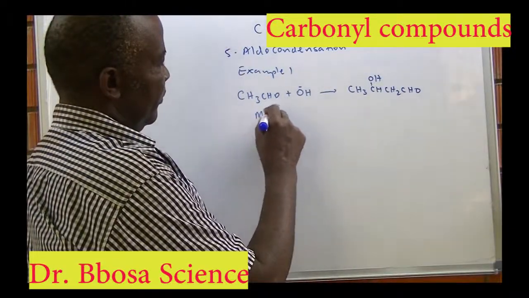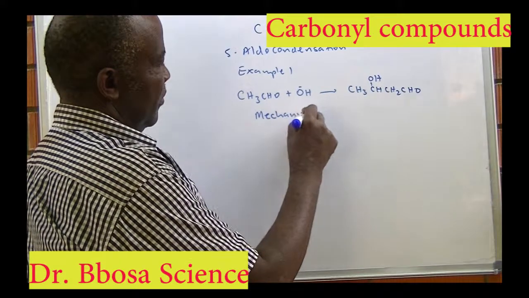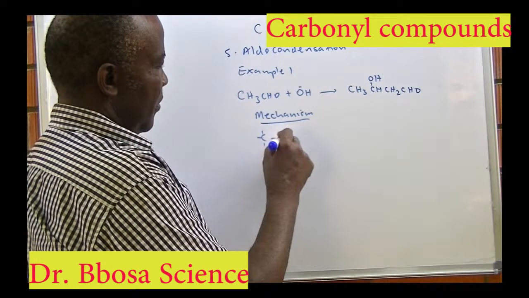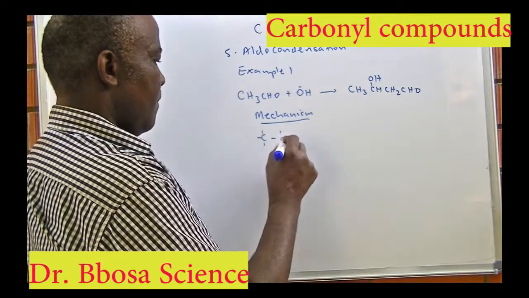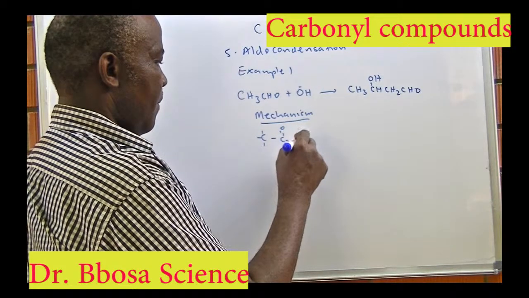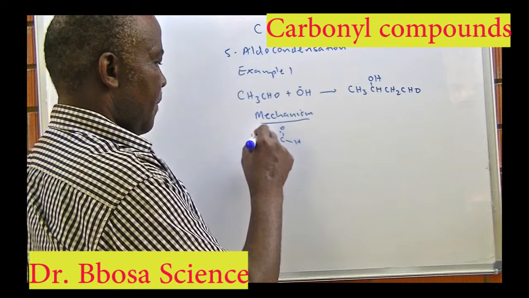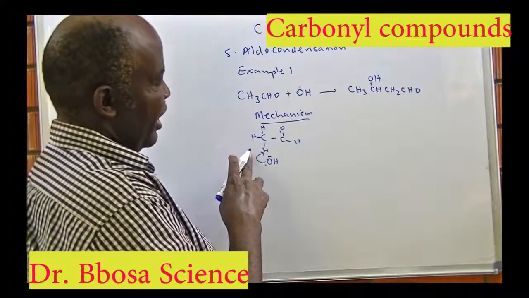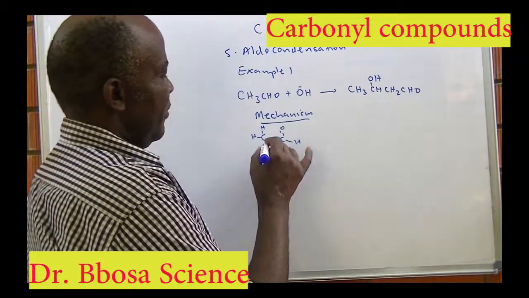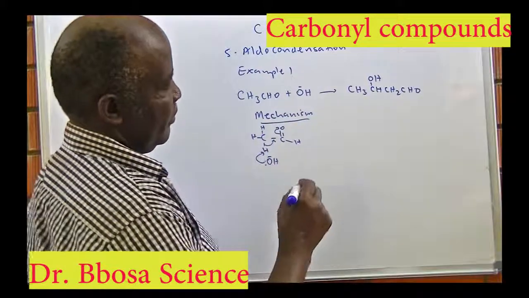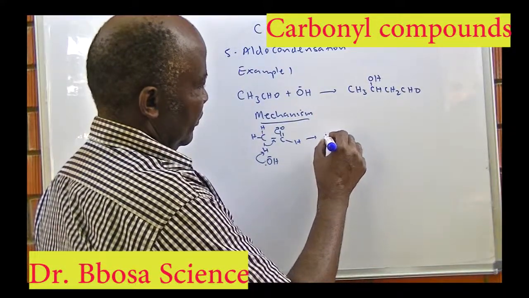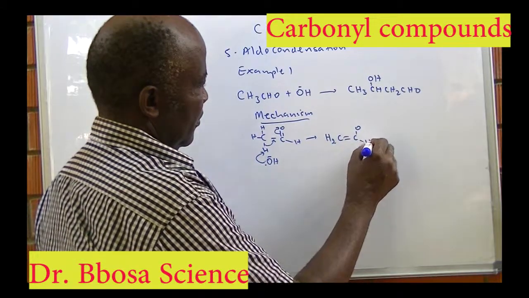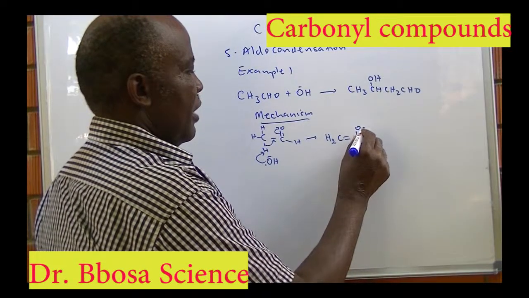Mechanism. OH uses the pair of electrons to remove a hydrogen atom from a carbon next to one carbonyl carbon. The double bond breaks. This is an enolate.